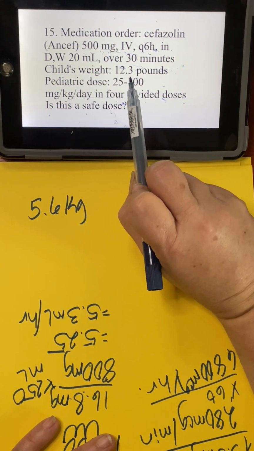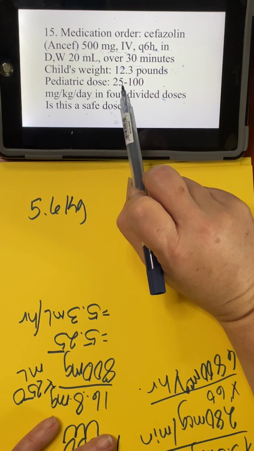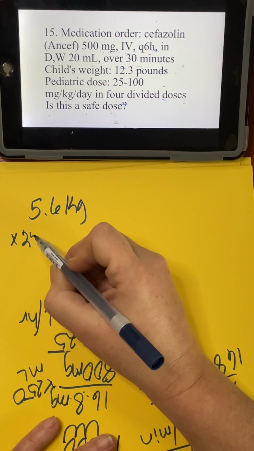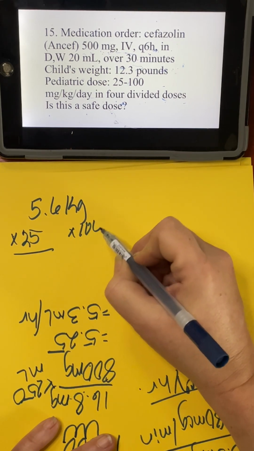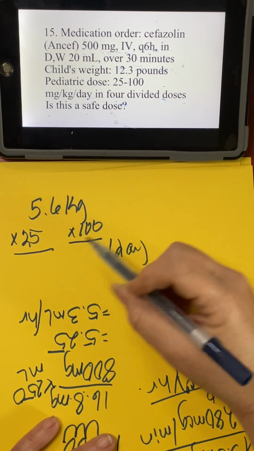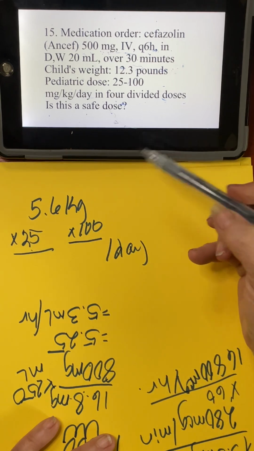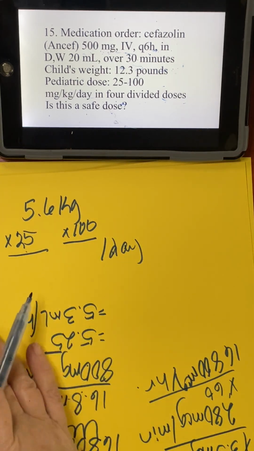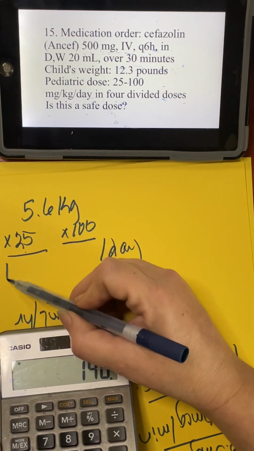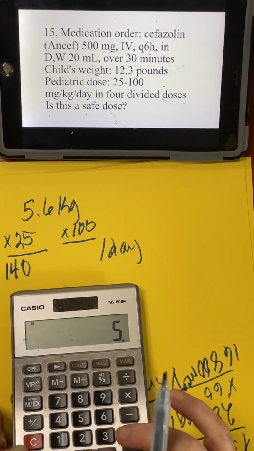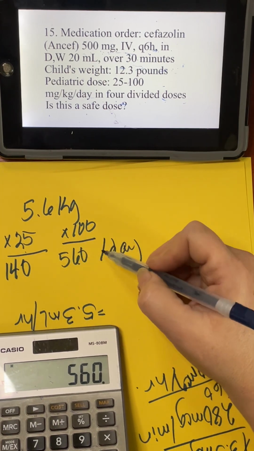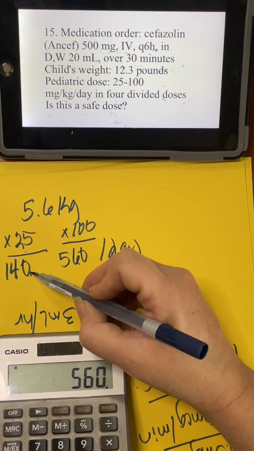And then the manufacturer who has the recipe said that a pediatric dose is 25 to 100 milligrams per kilogram, and this is going to be per day. So we're going to have to do 5.6 times 25, 5.6 times 100. Okay, so 5.6 times 25 equals, it's going to be 140 on this end. 5.6 times 100 is going to be 560 on this end. This is milligrams.